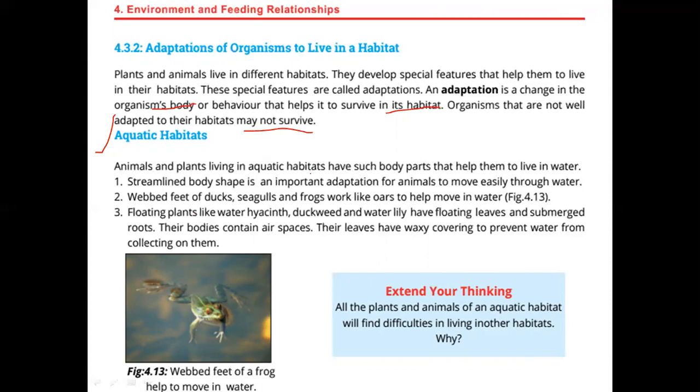Animals and plants living in aquatic habitats have such body parts that help them to live in water. For example, number one, they are having streamlined body. Body shape is different, by which animals can move through the water. They are having webbed feet, which help them to swim and move in the water. And some plants are having different adaptations as well. For example, they are having floating leaves, submerged roots, as well as their bodies are having spaces, and they are having waxy covering to prevent water from collecting on them.